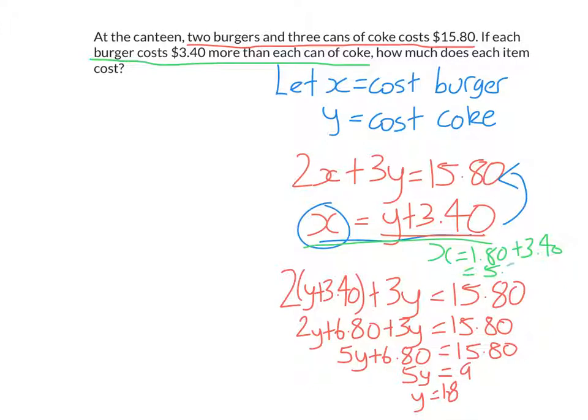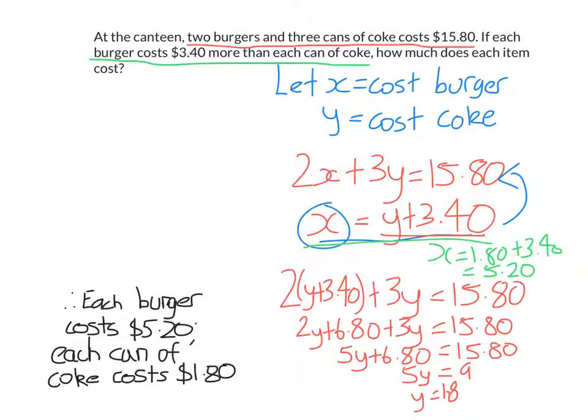So once again, a worded problem should be answered with a worded answer. So we just write a worded answer that answers the question, how much does each item cost, and shows you know what you're talking about. So we found that each burger costs $5.20, each can of Coke costs $1.80.